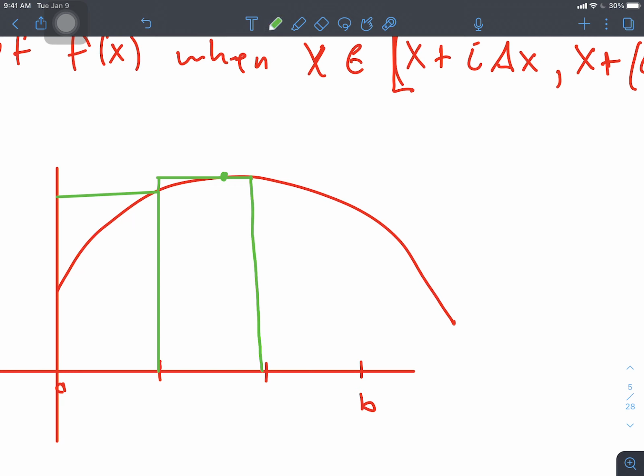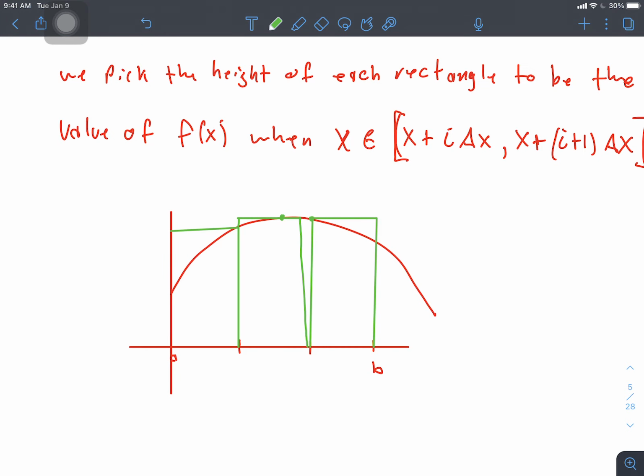Okay, then for the last one, I take the last subinterval. I look for the point on this last subinterval where the function takes its highest value. This time it happens on the left instead of on the right. So I'm going to take that point and extend it over, and take this to be the height of the third rectangle. Rather than taking the height just on the left or just on the right, I take whichever height is the biggest.